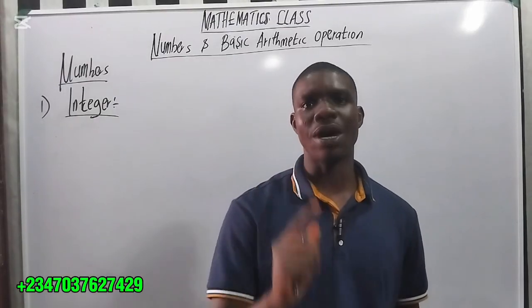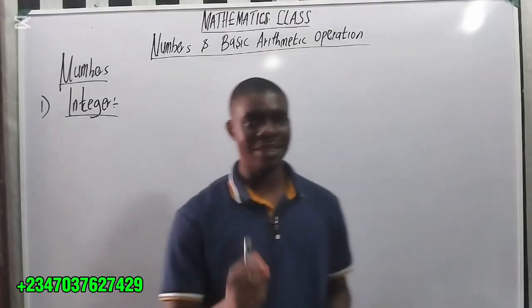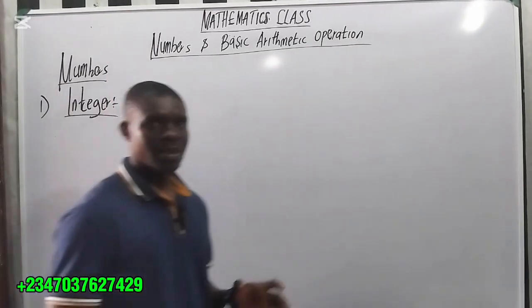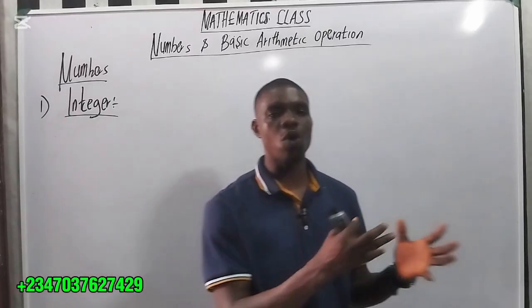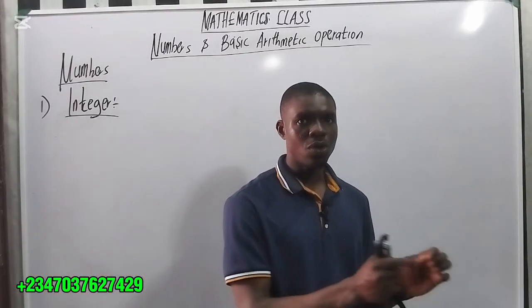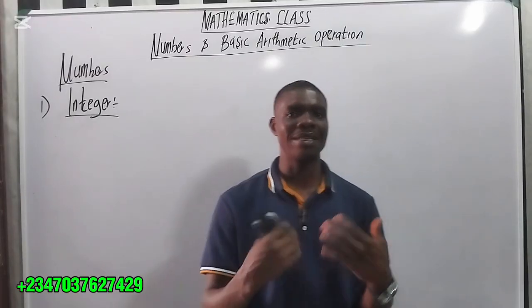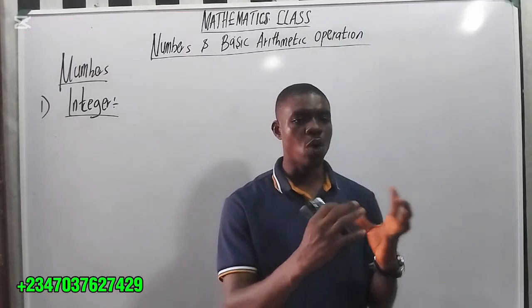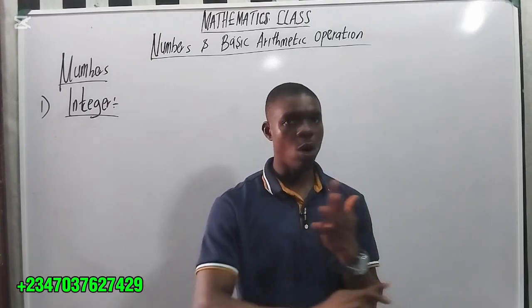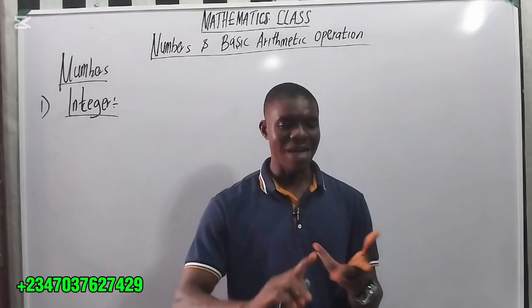If you know what an integer is, leave a comment. What is an integer? An integer is a whole number that can be what? A positive number, a negative number, or a zero. So when we talk about an integer, we talk about a whole number that can be a positive number, a negative number, or zero.